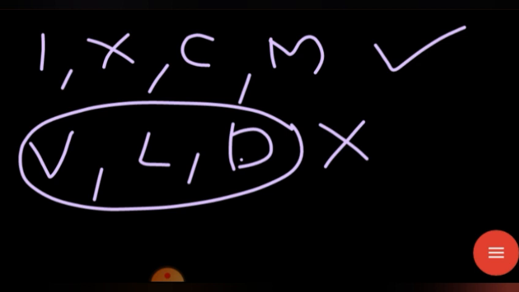So the first rule is when a symbol is repeated it means addition. A symbol can repeat only 3 times, not more than 3 times. No symbol can be repeated more than 3 times. That's our first rule. I will show an example. Listen here. When a symbol is repeated, that's addition.